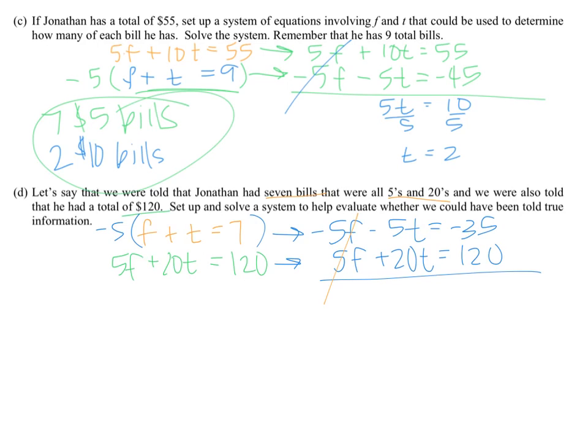If we look at this, the f's eliminate. We're left with 15t equals $85. Divide each side by 15.